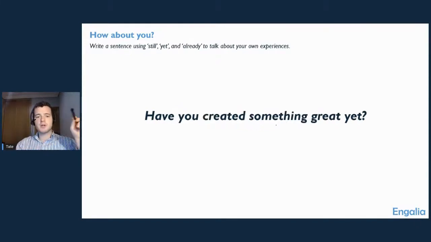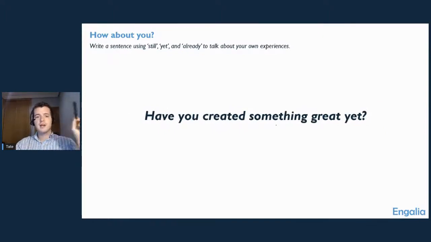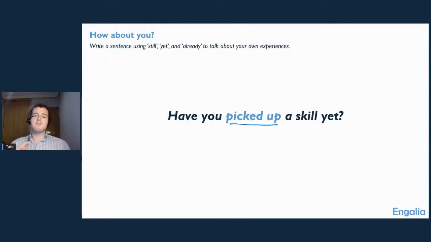So again, we have these three questions. We have the first one, have you traveled anywhere incredible yet? The second one, have you created something great yet? And finally, have you picked up a skill yet? Have you picked up a hobby or picked up a skill? So again, if you are here live, type this into the chat. And if you're watching this later, then you can share in the comments, because we all want to know what is on your bucket list.